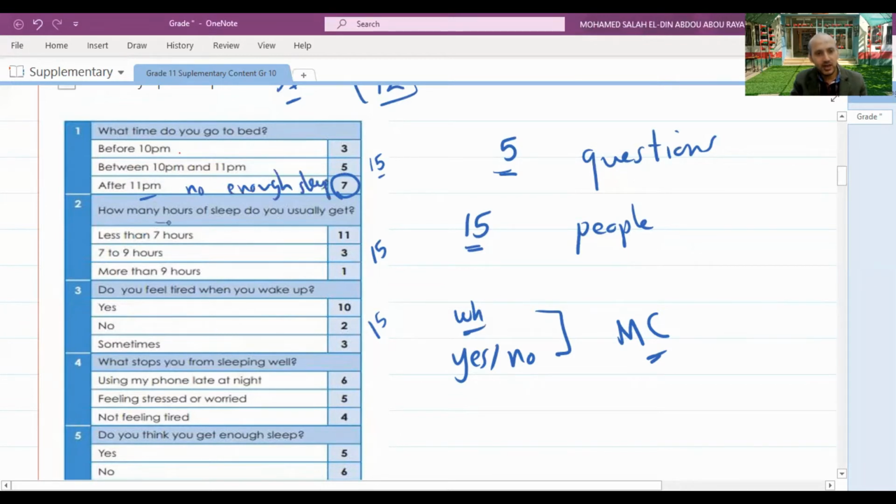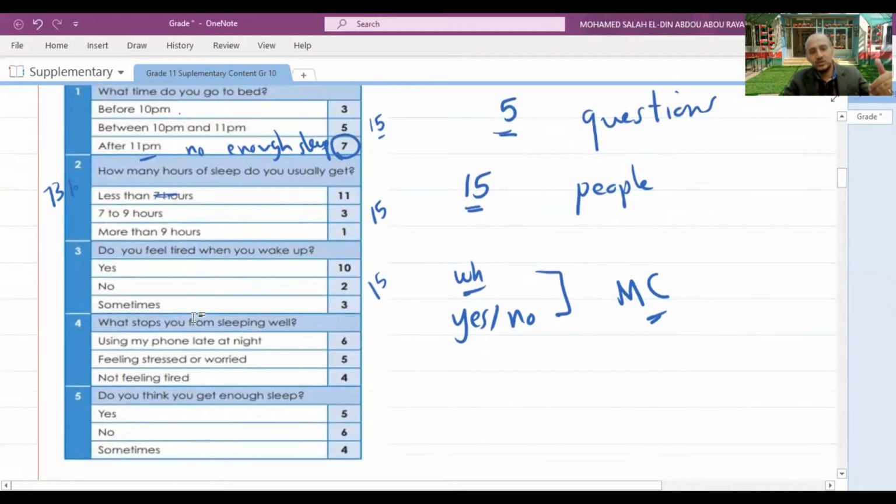For example, how many hours of sleep do you usually get? How many hours do you sleep? Less than 7? 11 students sleep less than 7. If you go to the percentage, you will find 70%. From 7 to 9, 3. More than 9, this is only 1 person who sleeps more than 9 hours.